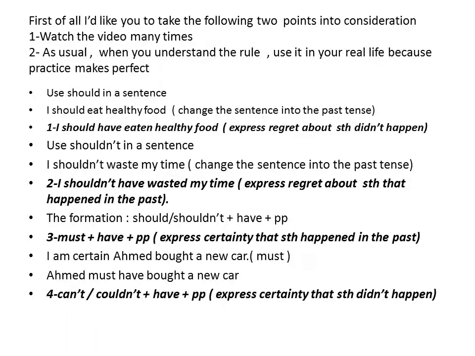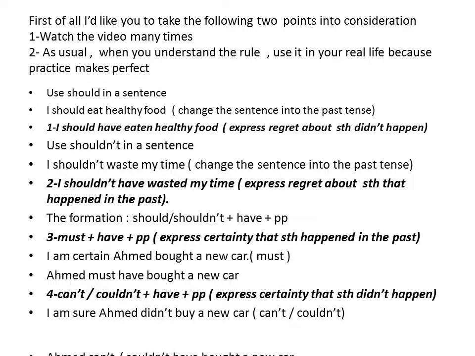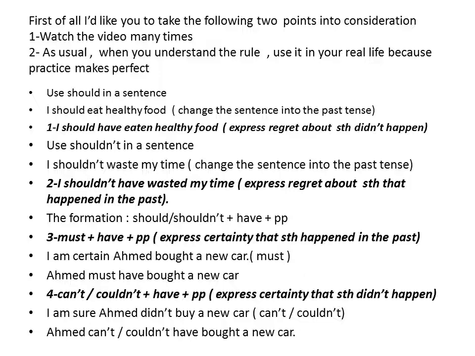I am sure that Ahmed bought a new car. Okay, easy. Rule number 4. Can't, couldn't plus have plus past participle is actually the opposite of this rule. Number 3, we are sure that something was true. Number 4, we are sure that something didn't happen. Example, I'm sure Ahmed didn't buy a new car. If we would like to use can't or couldn't to give the same meaning as this sentence, we can say Ahmed can't or couldn't have bought a new car.